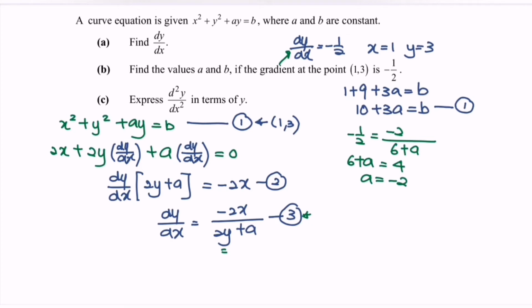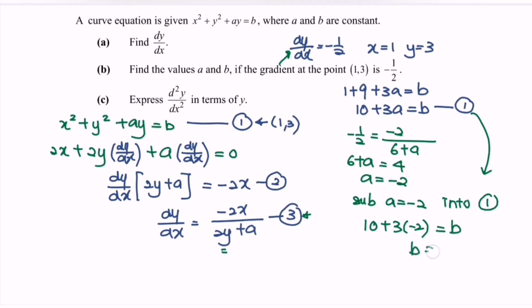So kindly substitute a equals negative 2 into equation 1. So we will have 10 plus 3 multiplied with negative 2 equals b. From here we have 10 minus 6, which equals b. So finally b equals 4 and a equals negative 2. So that is the solution.